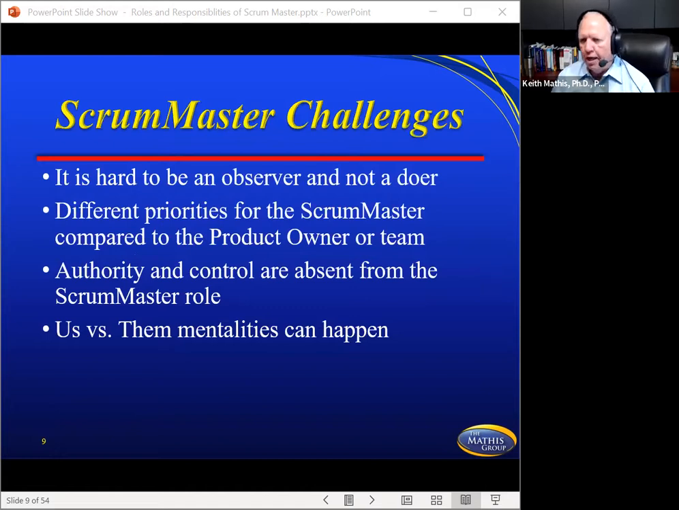But there are some challenges that Scrum Masters experience. It's hard to be an observer and not a doer. And sometimes this is where you have to step back a little bit as a coach. You're a coach, you're not a player. And I think the idea of being a coach is tremendous.